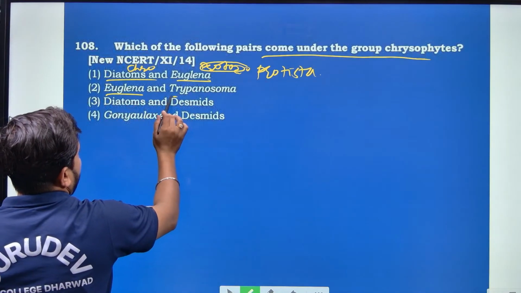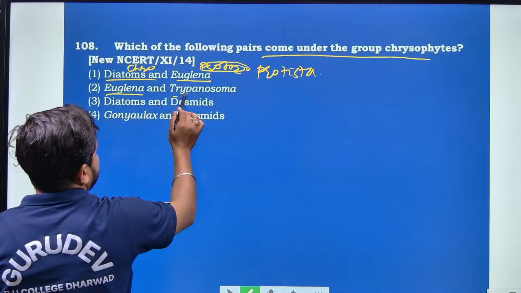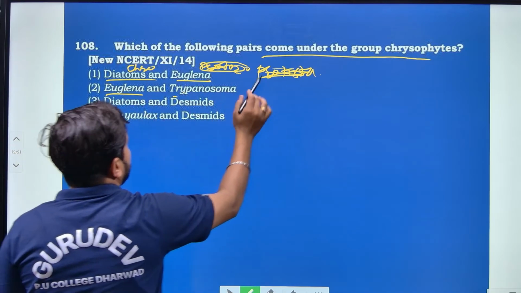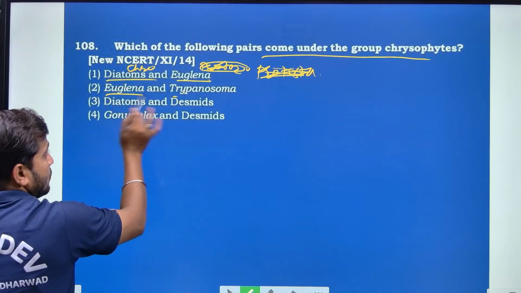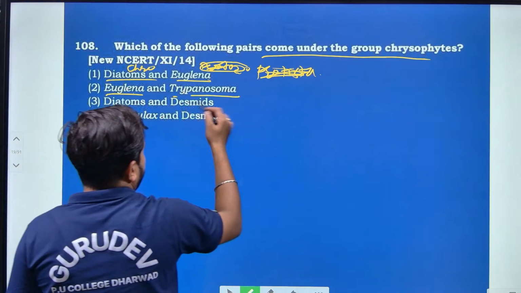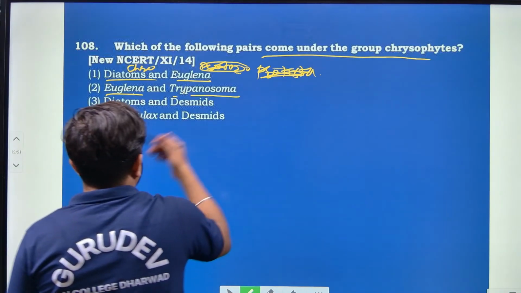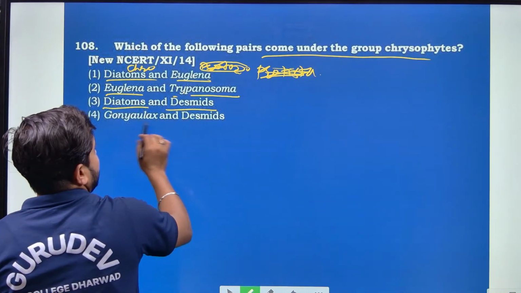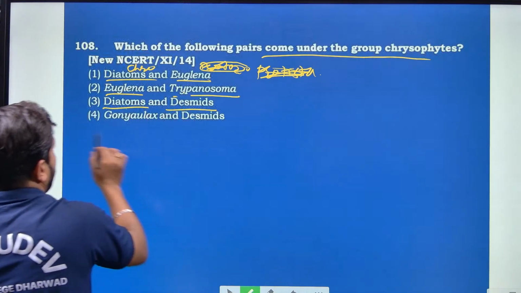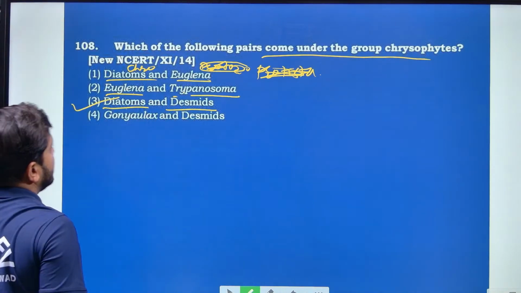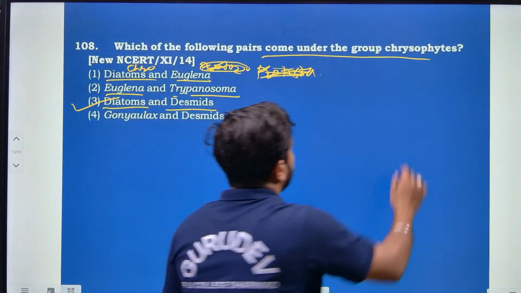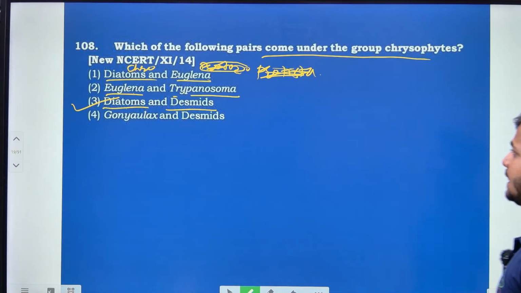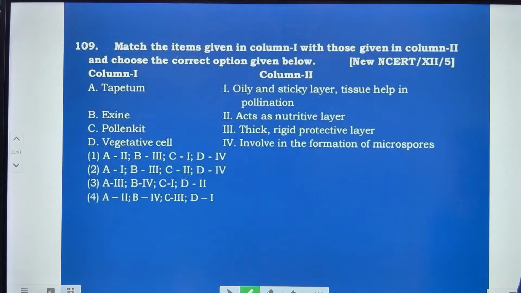Euglena belongs to the euglenoids, or euglenites. Then Trypanosoma is related to dinoflagellates. Then diatoms and desmids: yes, these two of them belong to the chrysophytes. So option 3 is correct, diatoms and desmids.